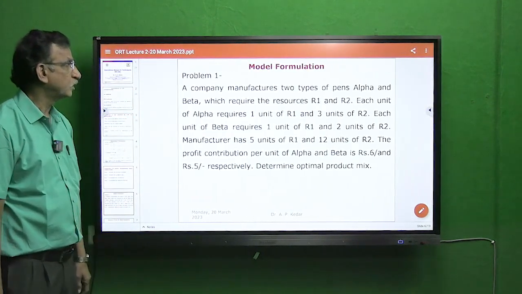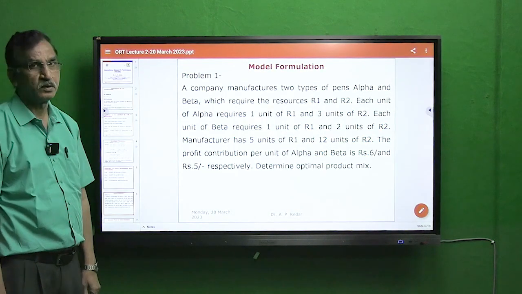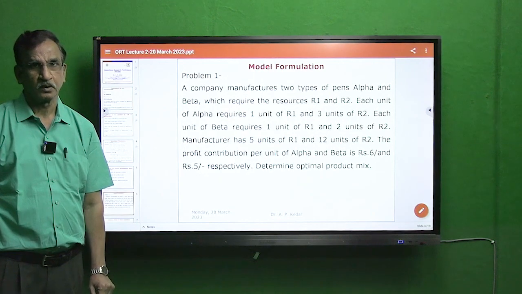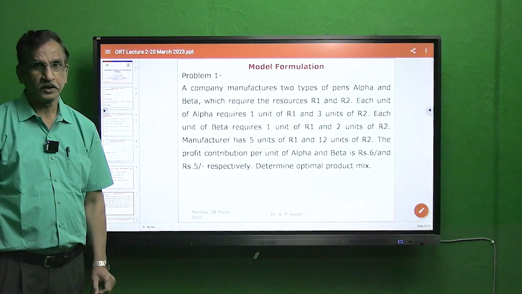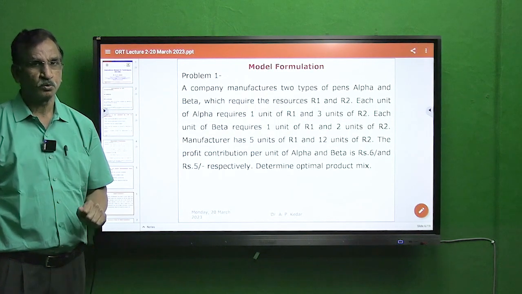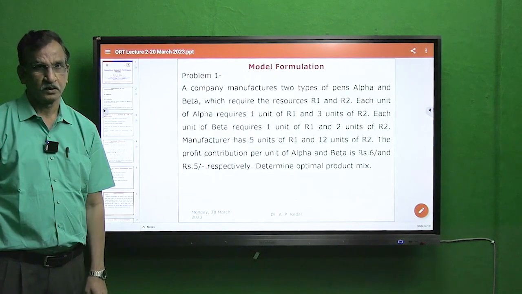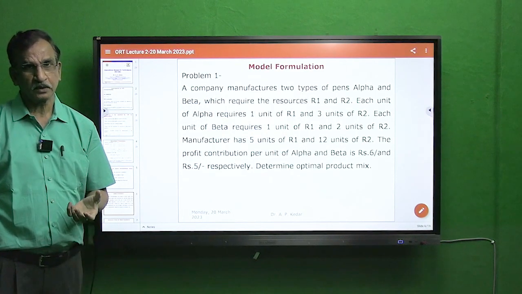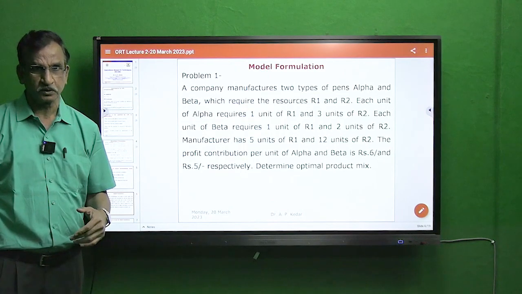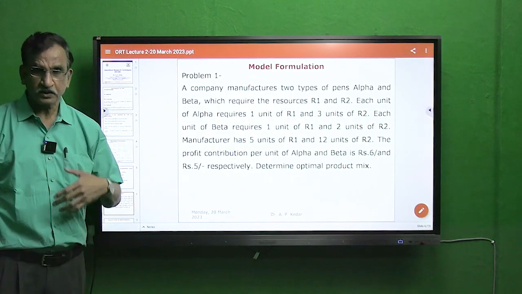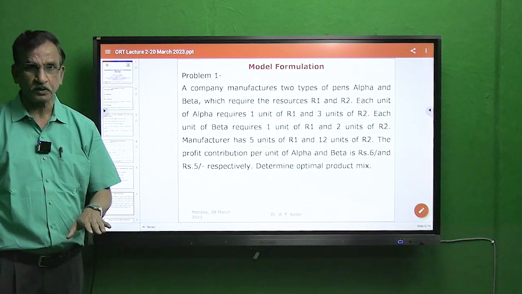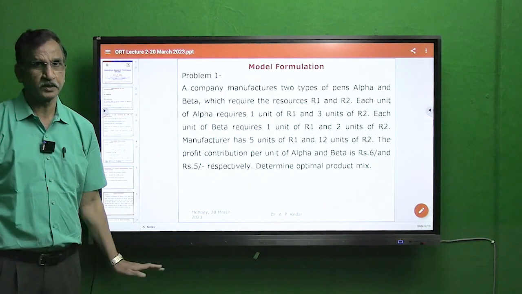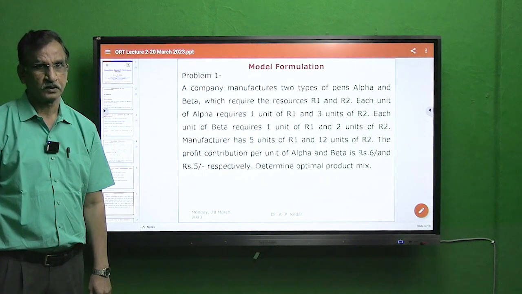Now read this problem. Read it carefully, from the very first word to the last word. Then I'll ask you some questions, and if you answer those questions, the answers are half-done formulation of the given problem. Read it carefully. Take some moment.